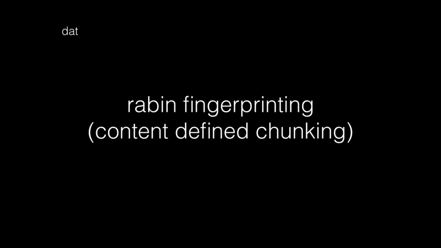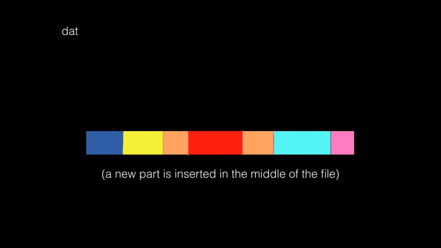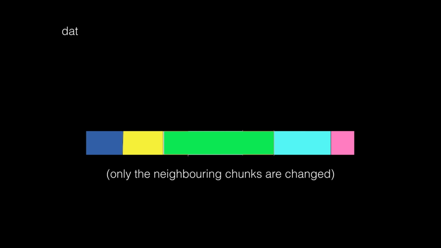But what we really want is diffing made for data, not text. So what we use is rapid fingerprinting, which you can go look it up, content-defined chunking. There are some papers on it, where you scan through the file and create chunks based on the actual file content. And you can tweak the parameters of what kind of chunks you want. So say a new part is inserted into the middle of the file. We create a new chunk. The neighboring chunks are merged. And then you can ignore the other chunks, and you never have to go fetch those because they're the same. So it only fetches the new data.